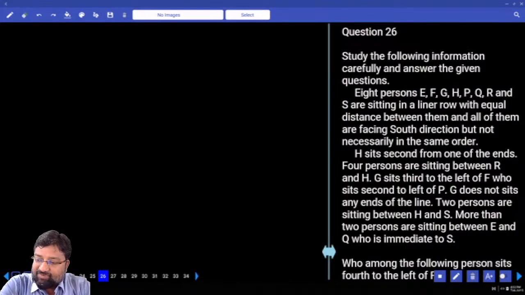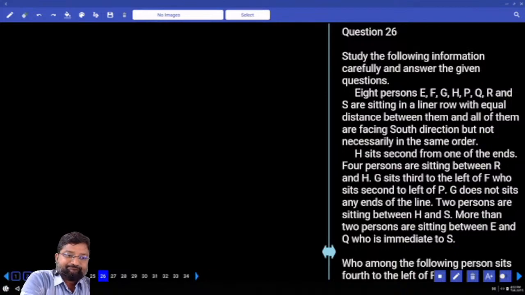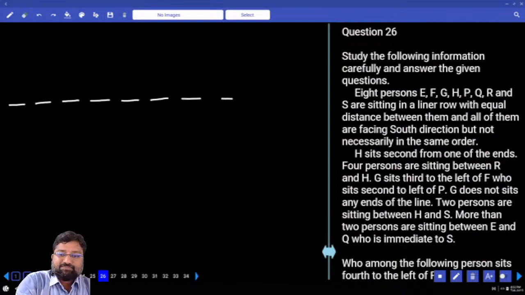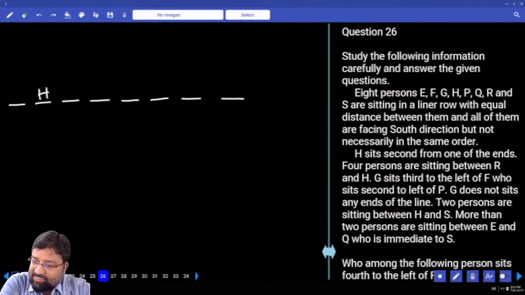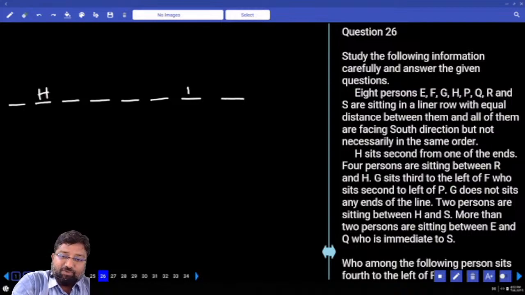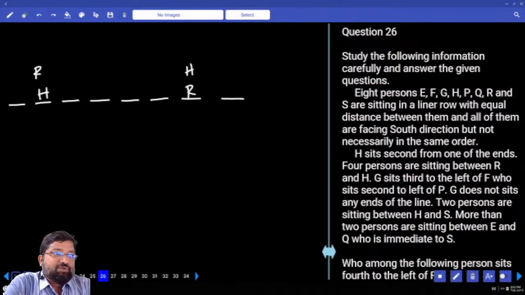H sits second from one of the extreme ends. How many possibilities? 2 possibilities. He said 4 persons are sitting between H and R. 4 persons are sitting between H and R ante this is the possibility kada. Do we have any other possibility other than this? No. No other possibility other than this.